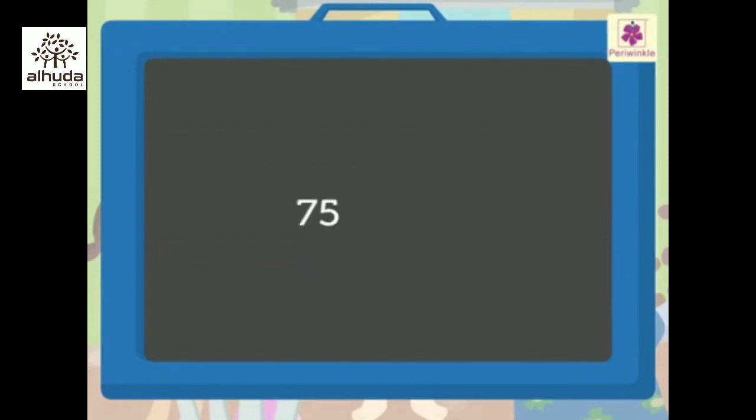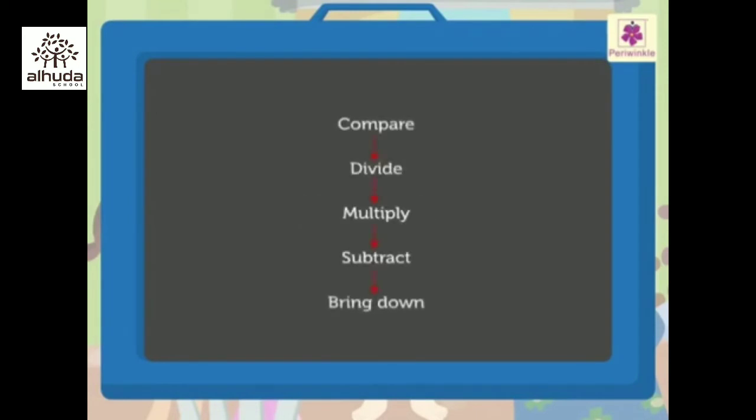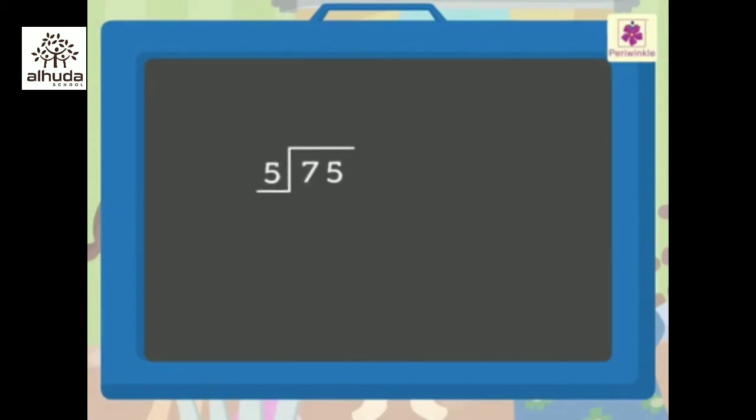What is 75 divided by 5? Children, here also you will have to follow the same 5 steps process explained in the previous example. We start with comparing the digit in the tens place, that is 7 with 5. Yes, 7 is greater than 5, and therefore we can divide 7 by 5.